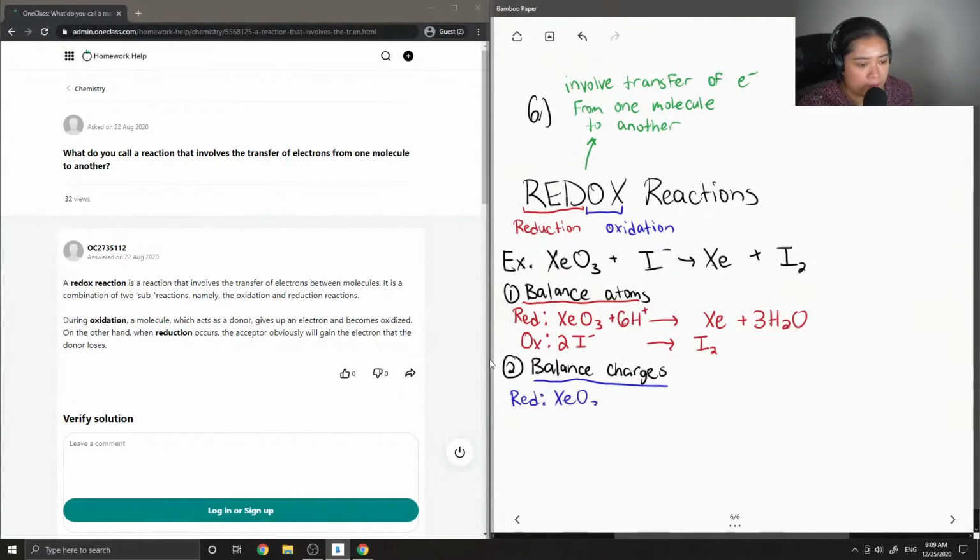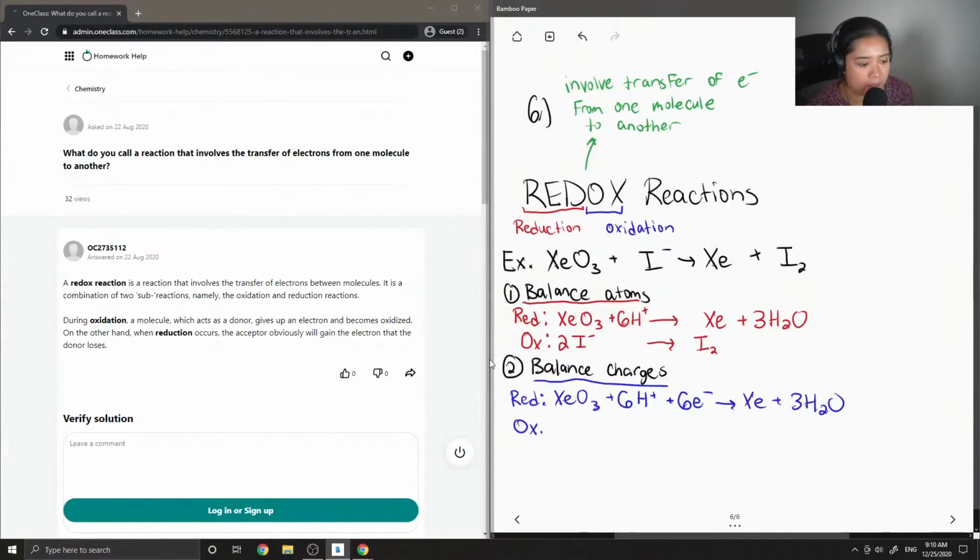If we look at our reduction reaction, the reactant side has a charge of +6, since we have 6 positively charged protons, and on our product side, everything is neutral. So to make our reactant side neutral, we have to balance out the positive charges. So we're going to add 6 electrons to our reactant side, and the product side just stays the same. So now all the charges are balanced.